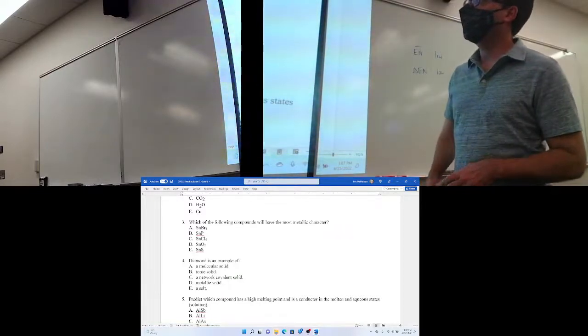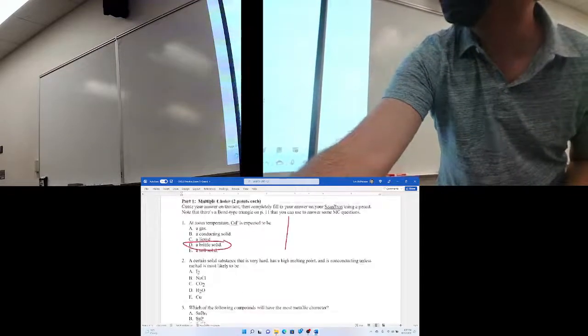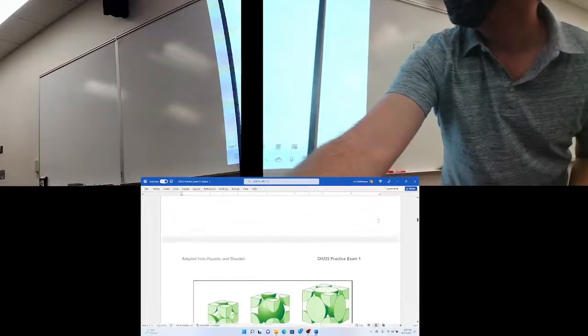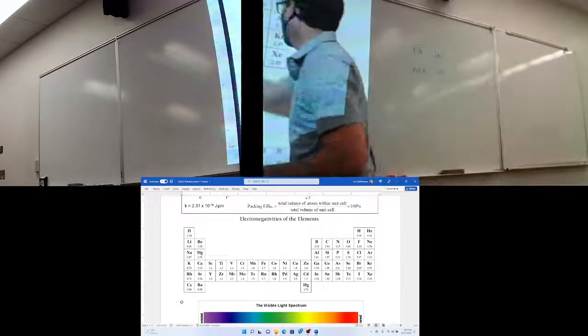So tin with bromine, tin with phosphorus, tin with chlorine, tin with oxygen, tin with sulfur. This is going to be tedious. So tin is 1.82.